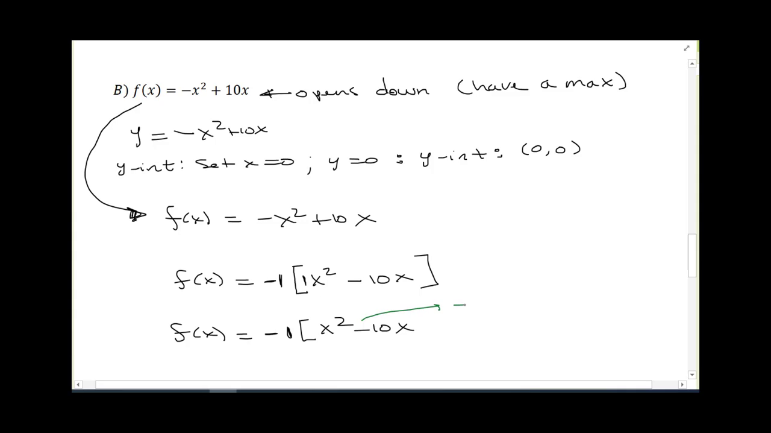So I'm going to take the minus 10 divided by 2. This means negative 5, and then we square that. Negative 5 squared is 25. So that's what we add to complete the square. But if I just add 25, I completely change the value of the function. So I need to subtract 25. 25 minus 25 is 0, so I haven't changed anything.